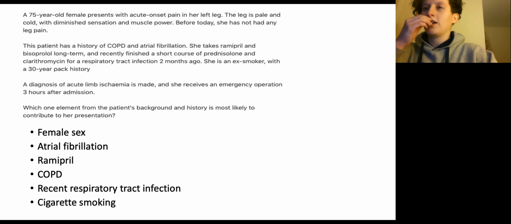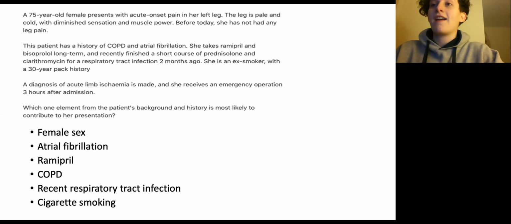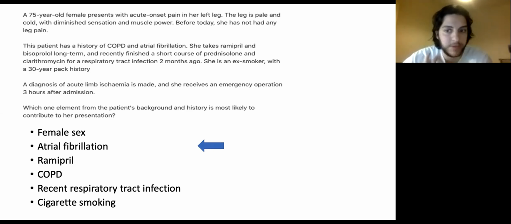So we've got an answer in the chat. Someone's saying AF. Okay, here we go. Spot on. So AF, the right answer. AF is a risk factor for thromboembolic acute limb ischemia. Smoking is a risk factor for atherosclerosis, so that would be a risk factor for peripheral arterial disease. Remember, these are 2 different pathologies. The patient didn't have any previous claudication, so therefore an embolism is the most likely cause. So that's correct, atrial fibrillation.